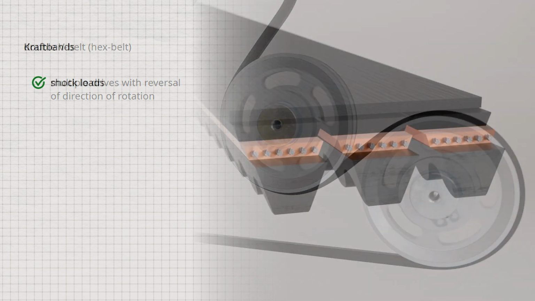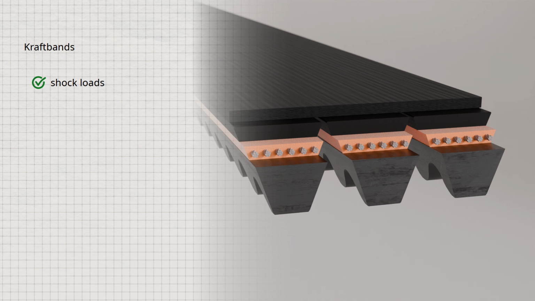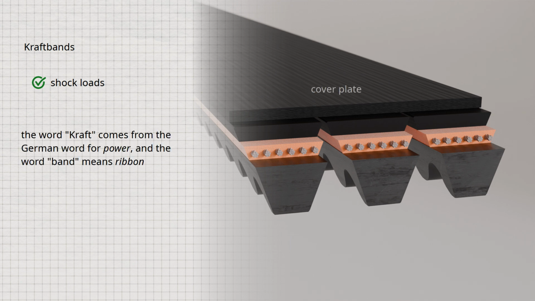When several individual V-belts are joined together by a cover plate, it is referred to as a Kraftband. The combination of several V-belts ensures, among other things, that the belt will not jump off the pulley under shock loads. Kraftbands are usually made up of narrow cogged V-belts in a raw edge design.